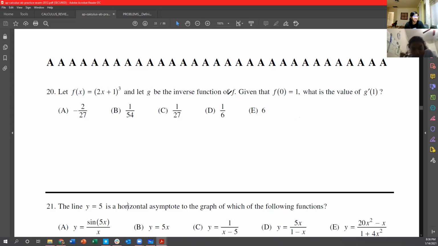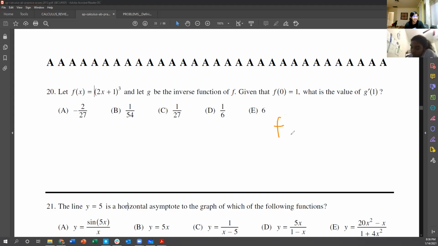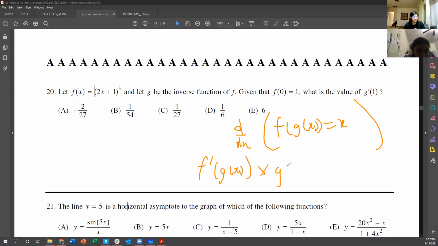So we know that g is the inverse of f. That means f of g of x equals x, right? Yes. So if I put the inverse inside the function, I'll get back the original. So if I differentiate the equation with respect to x, I'm going to get f prime of g of x times g prime of x equals 1, right?